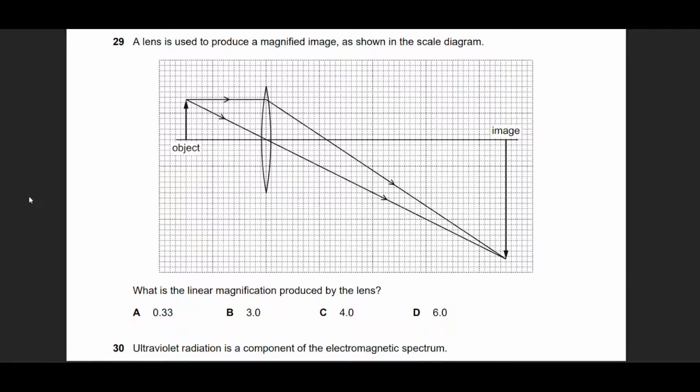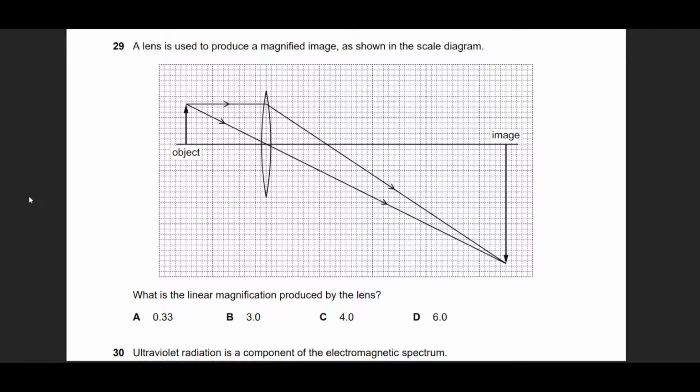Question number 29 is again a repeated question in terms of magnification. He's going to ask you what's the magnification? So first, you're going to zoom in, of course, and you're going to count the number of boxes, and you will realize that this is approximately 1.5 centimeters, or at least 1.5 boxes. Okay. Then you will count the height of the image. So this is box number 1, box number 2, box number 3, and approximately box number 4, and then box number 5. So this is going to be 4.5 boxes.